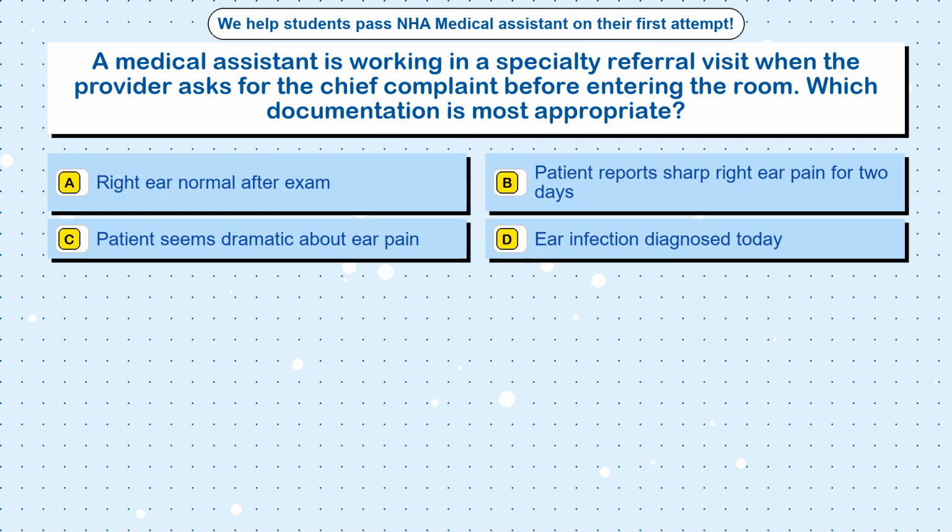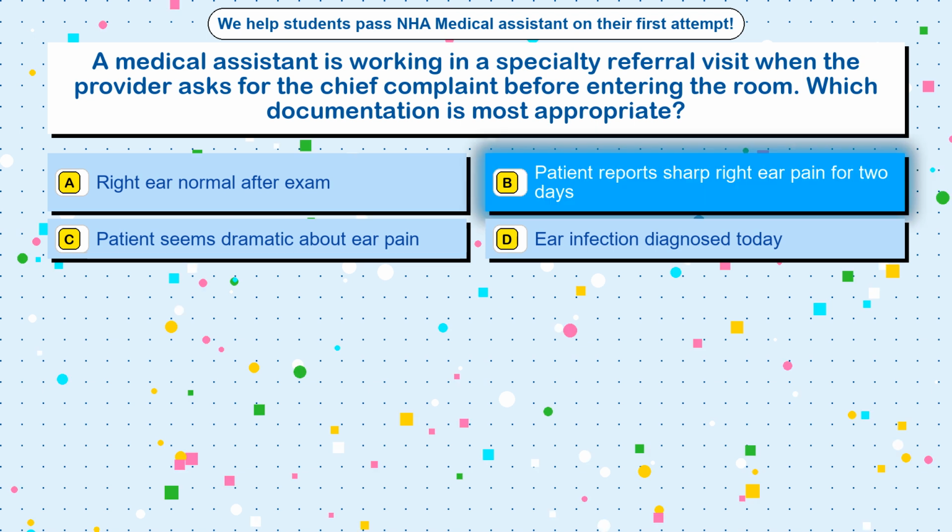Question 72. A medical assistant is working in a specialty referral visit when the provider asks for the chief complaint before entering the room. Which documentation is most appropriate? Option A. Right ear normal after exam. Option B. Patient reports sharp right ear pain for 2 days. Option C. Patient seems dramatic about ear pain. Option D. Ear infection diagnosed today. The correct answer is option B.